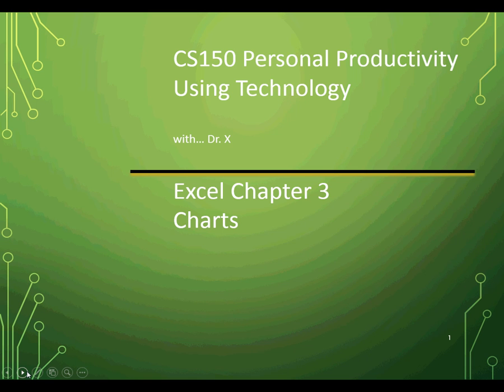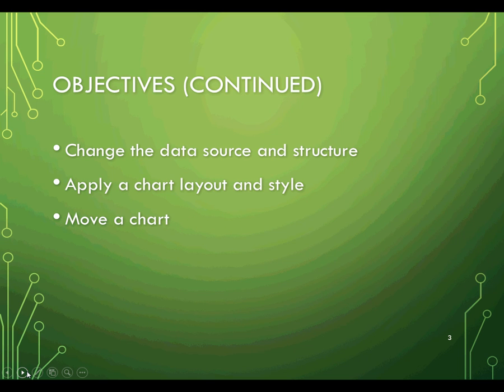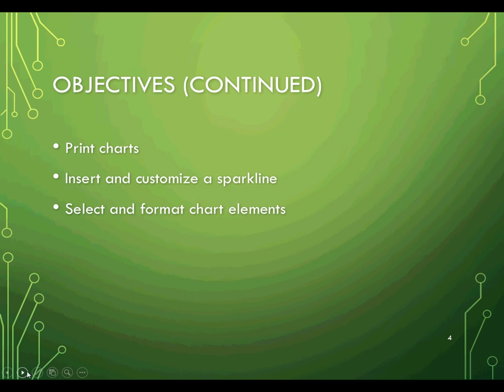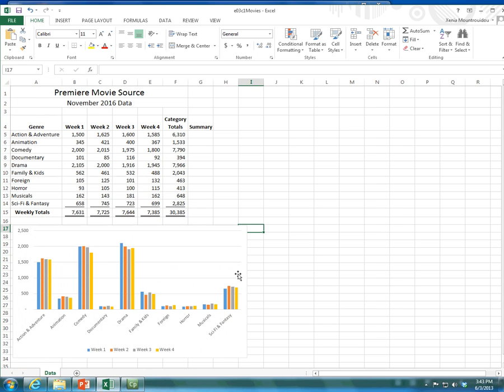So we have looked at some cool ways of visualizing our data with charts. We looked at different types of charts and at a couple of the basic features of charts. We've looked also at how to move around a chart, and we'll see more into this. And now we're gonna look at how we can change our chart a little bit, and we have looked at layouts, how we can print, insert a sparkline, and format specific chart elements.